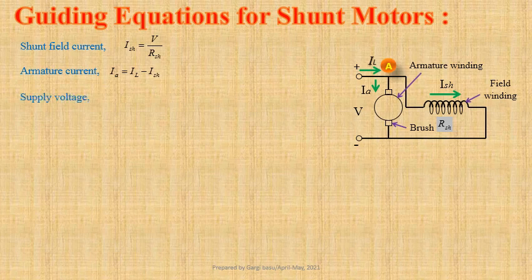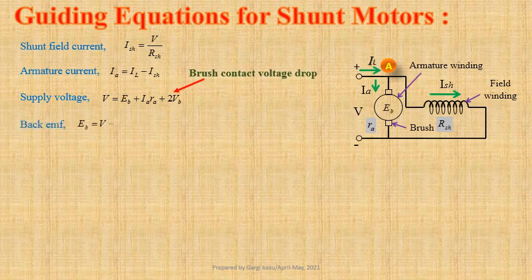Supply voltage V equals EB plus IA RA plus twice VB, where RA is the resistance of the armature winding and VB is the brush contact voltage drop. From this expression we get back EMF EB equals V minus IA RA minus twice VB.